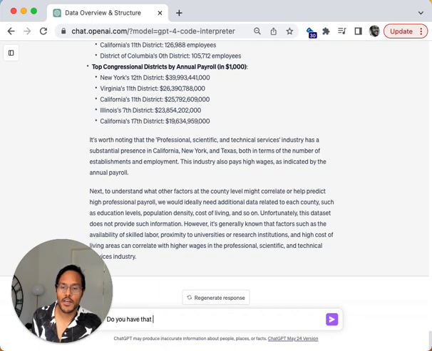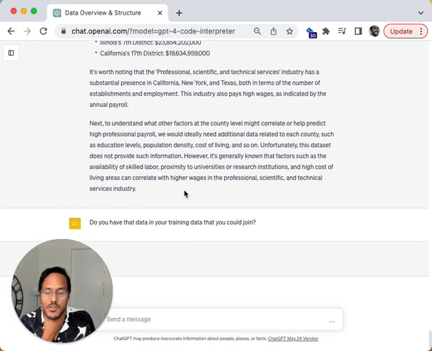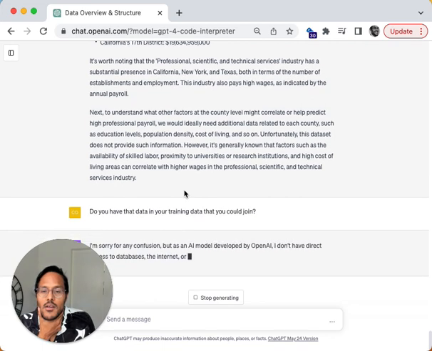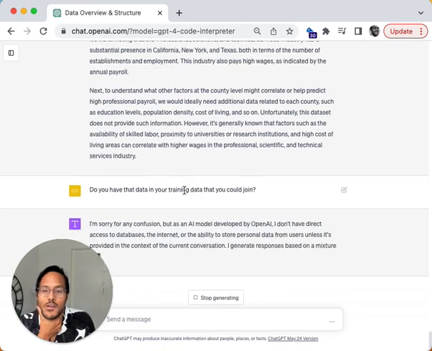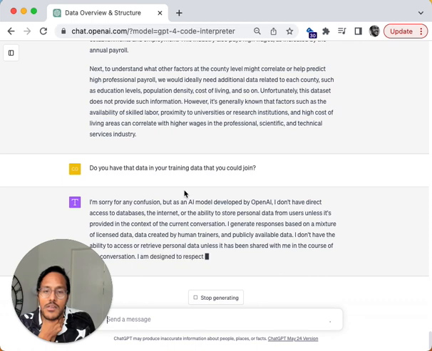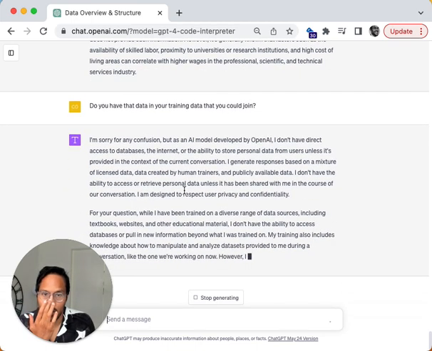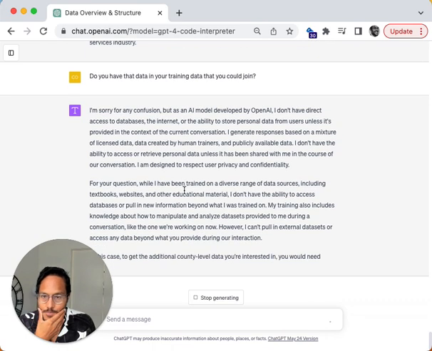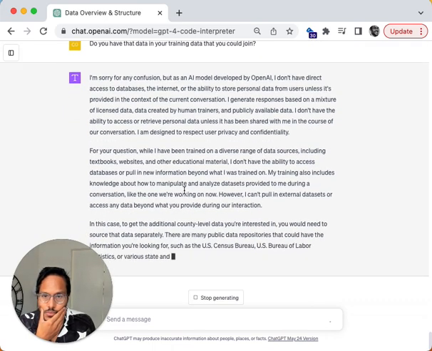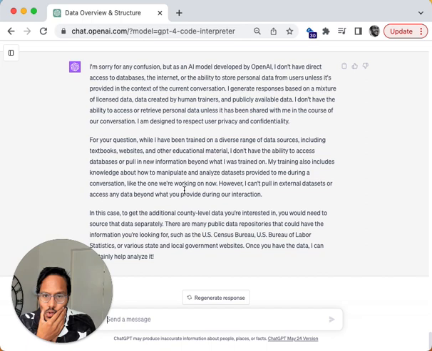Do you have that data in your training data that you could join? Let's ask. That's like one of the things that you'll run into where it can't always connect data. And so you could go find that data, and I might go do that and catch you in the next one.